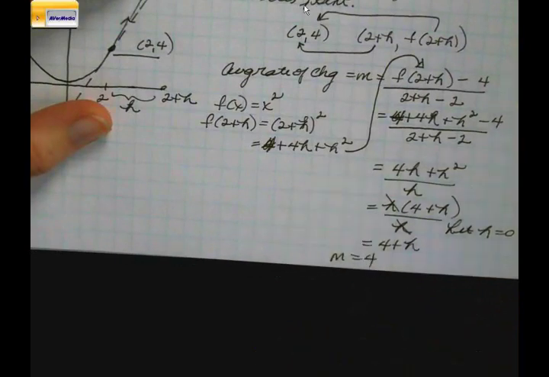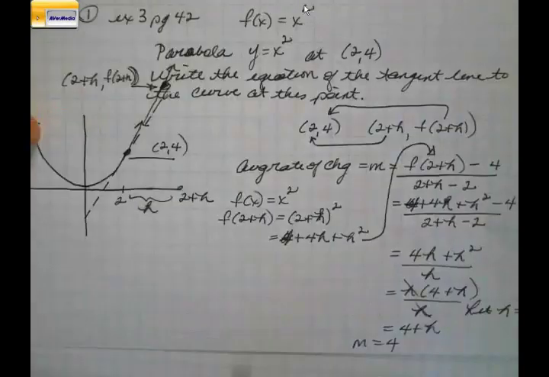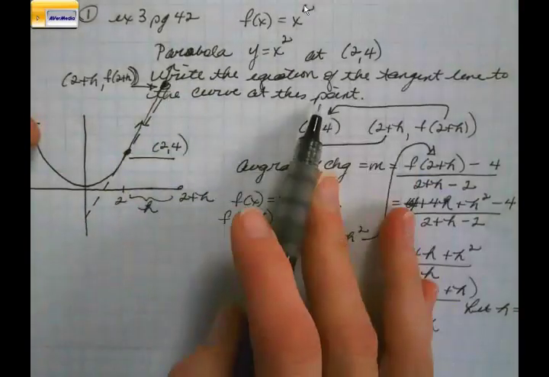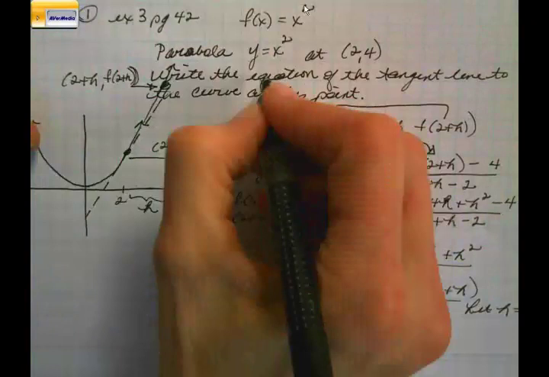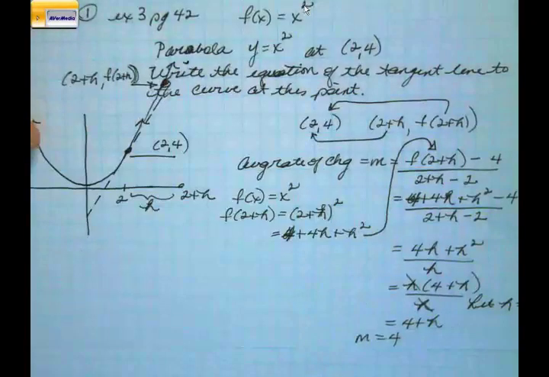As h approaches 0, as this horizontal distance between these 2 points gets smaller and smaller, Q will become closer and closer to the point P, and the slope of the tangent line will become more and more accurate. When we finally just make a blatant statement, let h be 0, meaning that there is no distance between the 2 points, then we have the perfect tangent line to the curve. We have the perfect result of the rate of change at the point. So we let h be 0, which means 0 plus 4 gives me a slope at the point of 4.